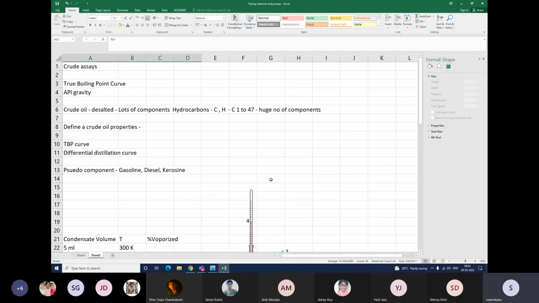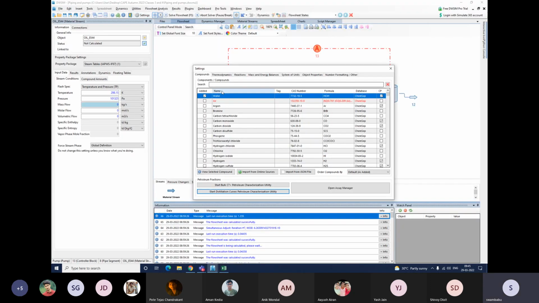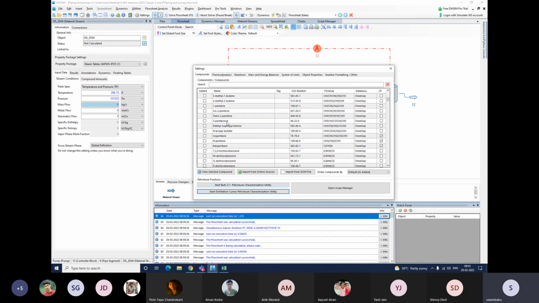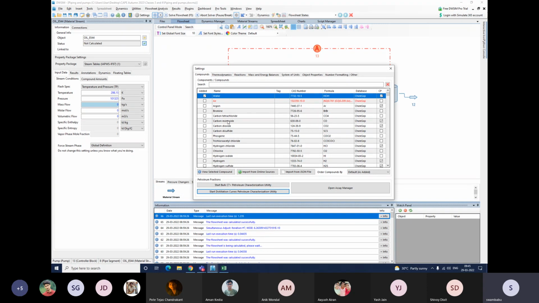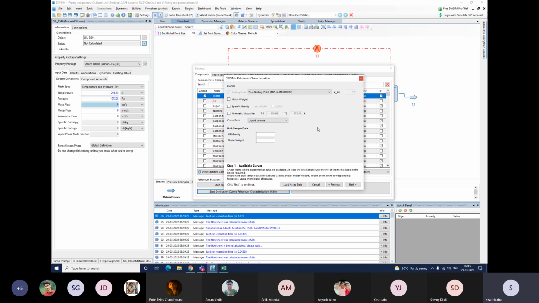So maybe I'll repeat. Suppose we want to do distillation of a crude oil. We will not be able to select crude oil because crude oil is not available anywhere in this material stream. Why is crude oil not available here? Because crude oil is a combination of many hydrocarbons. We cannot define them as individual components. So since we cannot, we have to define it separately.